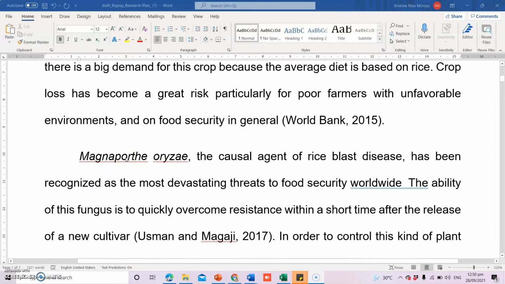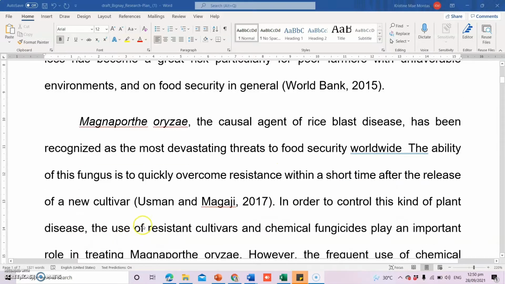So another one. Magnaporthe oryzae, the causal agent of rice blast disease, has been recognized as the most devastating threat to food security worldwide. The ability of this fungus is to quickly overcome resistance within a short time after the release of a new cultivar, by Usman and Magaji 2017. Meaning to say, this information came from Usman and Magaji.